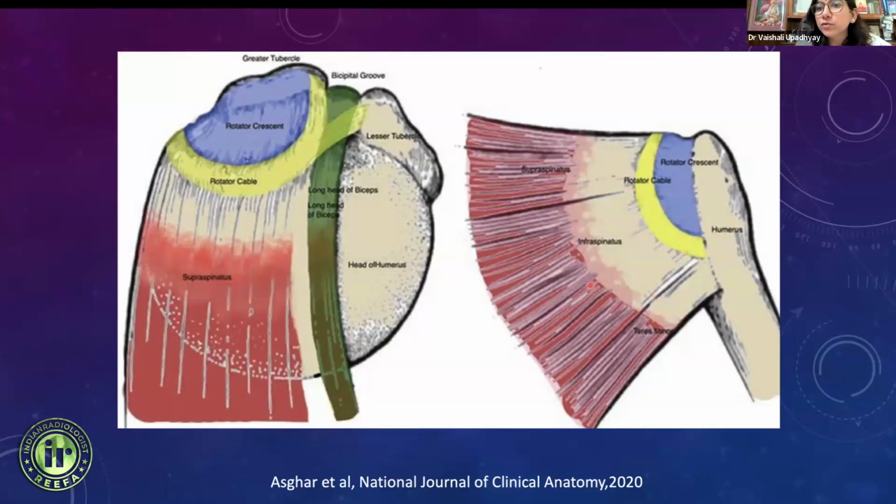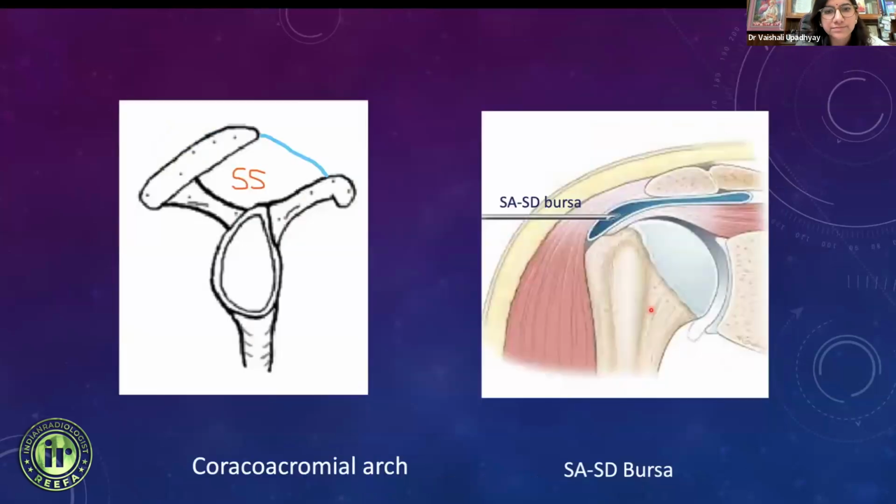So if you don't repair the crescent, that's going to be really bad and will not serve the purpose of surgery. So you need to address both the cable as well as the crescent. A couple of other things.